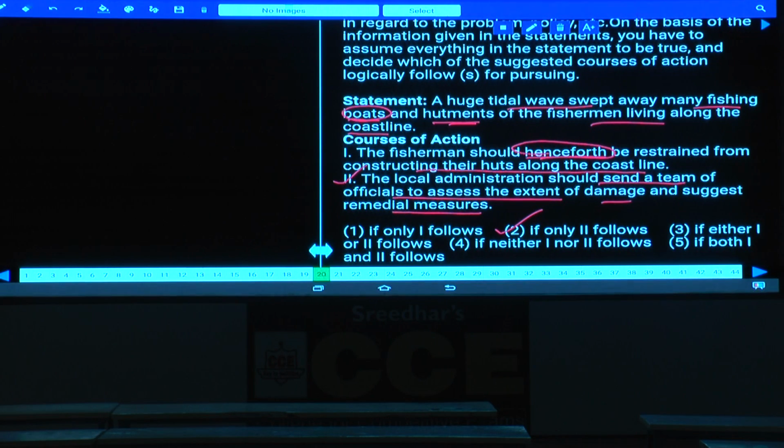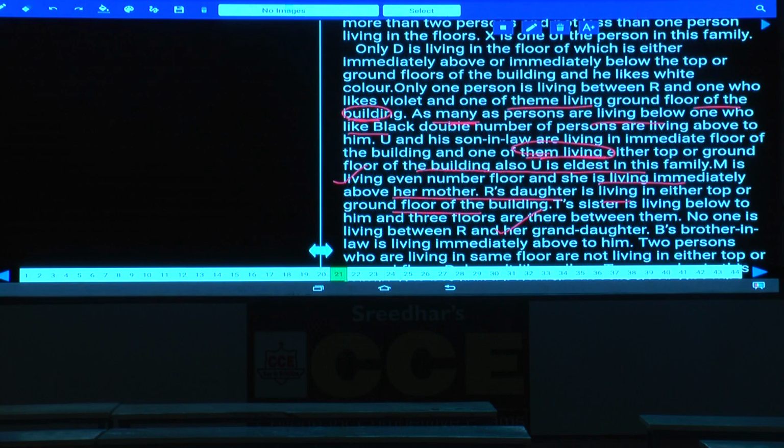Then 21 to 25 is completed. Question numbers 21 to 25. What is given in this one? Question numbers 21 to 25.